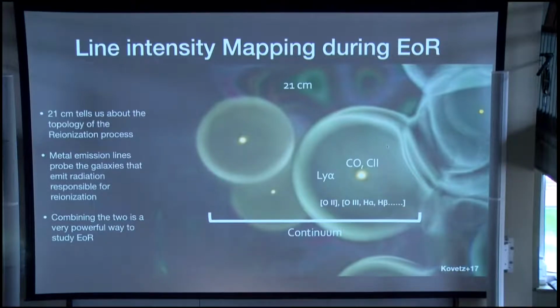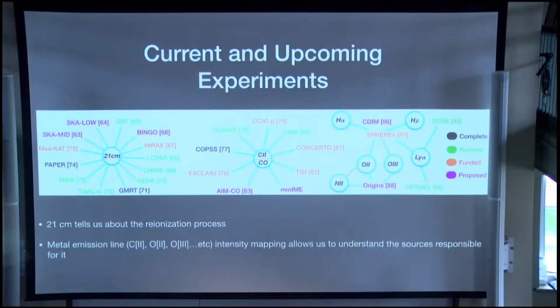C II, O II, O III, H alpha, H beta, all these lines are related to the star formation in the galaxy, so that will tell you something about what star formation is taking place in these early galaxies. And if you can combine both the emission lines from the galaxies and the emission line from this neutral gas, you basically get a complete picture, because you can track the reionization process and track the sources, that are galaxies, that are responsible for the reionization process. So it's a very powerful technique to understand reionization.